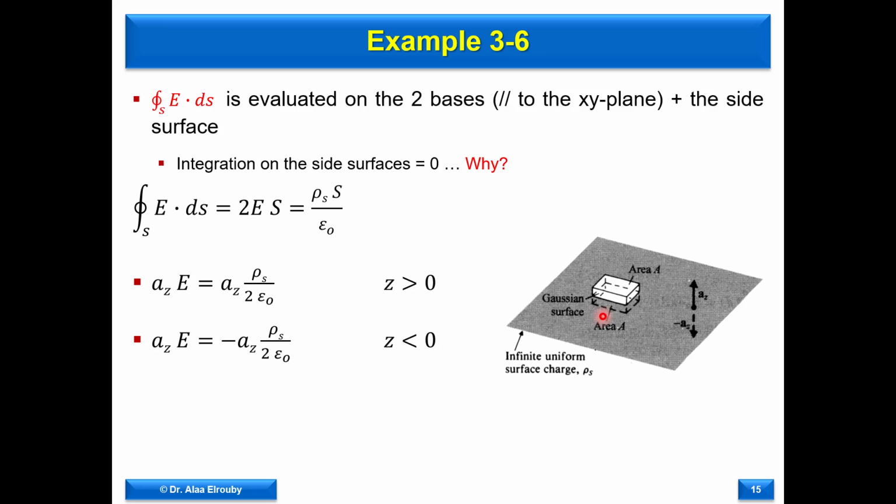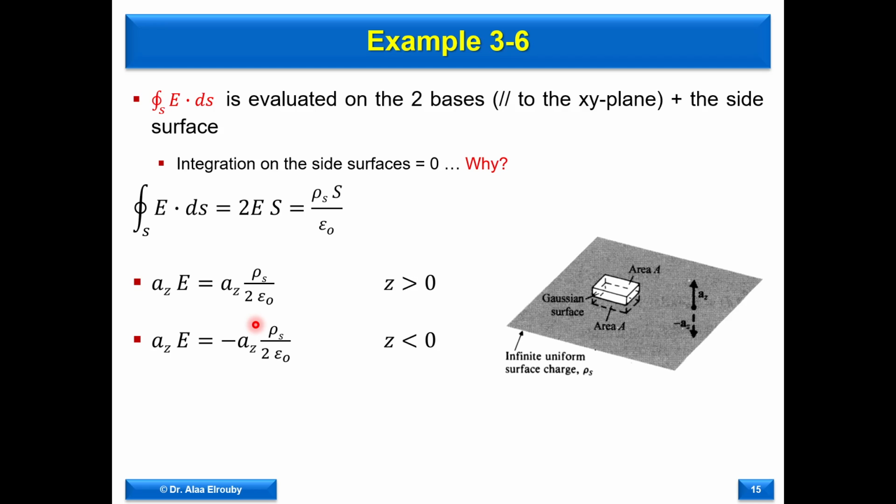What is the total charge enclosed by this box? It will equal the area of the base multiplied by the charge density, so it's rho S, divided by epsilon naught. Just S will cancel out. The electric field at Z greater than 0 would have this expression. For Z lower than 0, it would have this expression. On the top, it's in the positive Z direction, and at the bottom, it is in the negative Z direction.